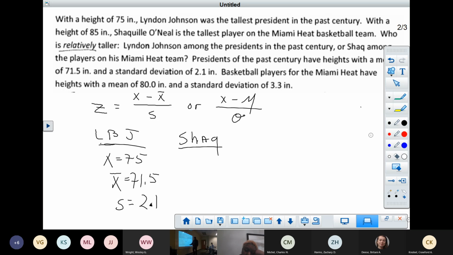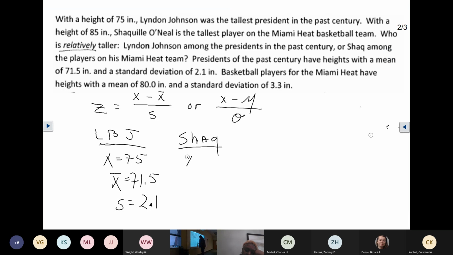All right, X is equal to, how tall is Shaq? 83? 85. And X bar for basketball players in the NBA? I'm trying to find it. 80. And the standard deviation for basketball players is what? All right, now, what do we do? Plug and what?